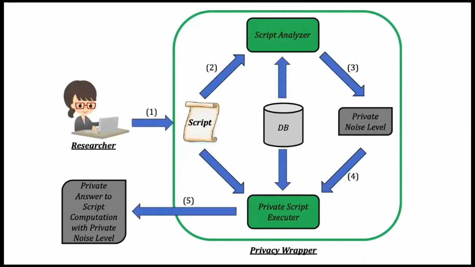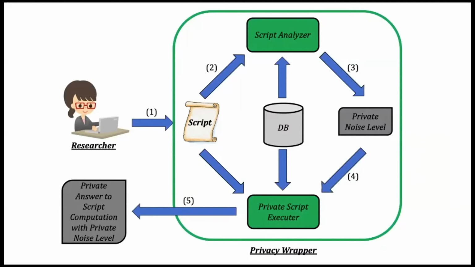So we have a researcher. She submits a script to the privacy wrapper. This script wants to answer a question in a privacy-preserving manner, but the script isn't designed to meet that guarantee yet. So what our system would do is actually analyze the script and see how sensitive it is to certain inputs and outputs to determine the privacy noise that's needed to be added. From then, our system would be able to release a private answer to the script to meet this privacy level.